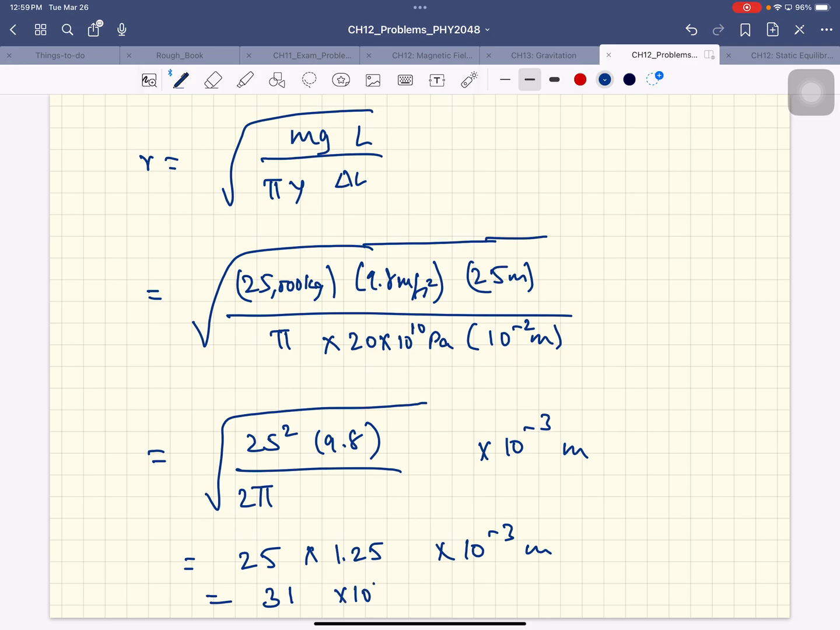So 31 millimeters, okay, is the radius. So the diameter is 62 millimeters, which is 6.2 centimeters. 6.2 centimeters, about that thick. Okay. So that's the thickness of the cable.